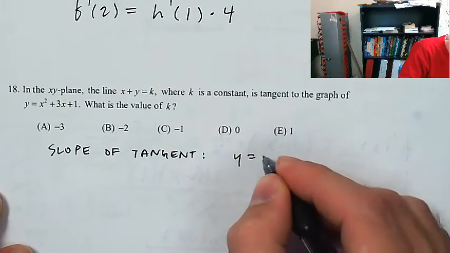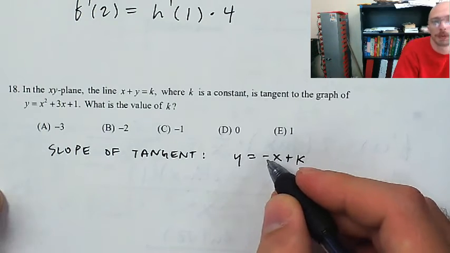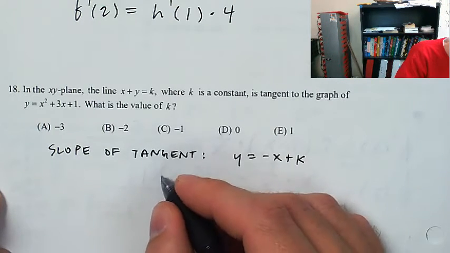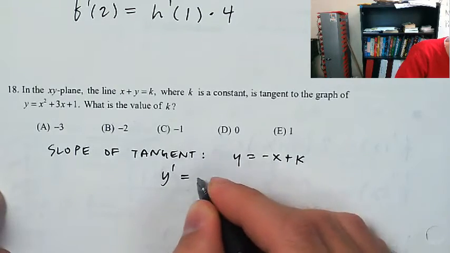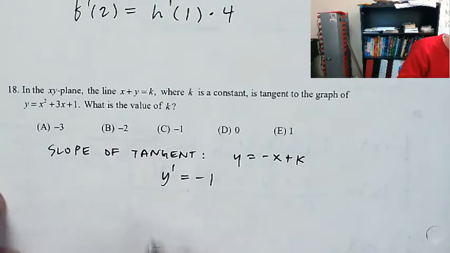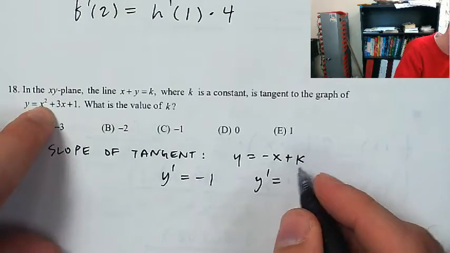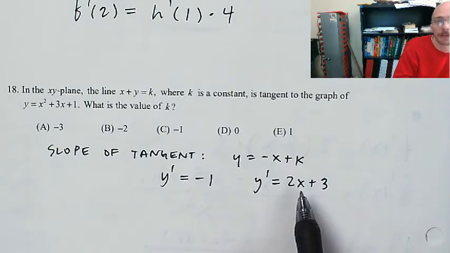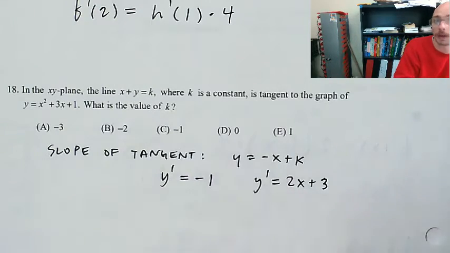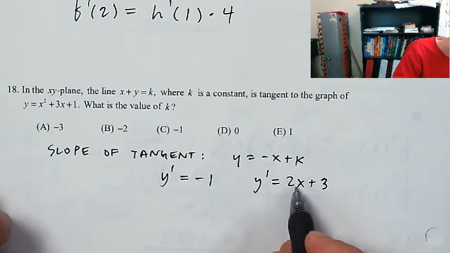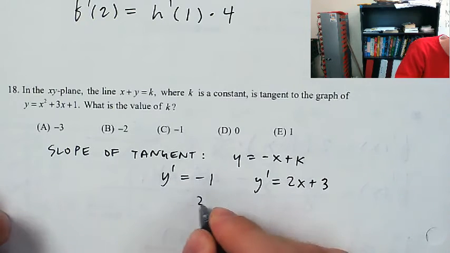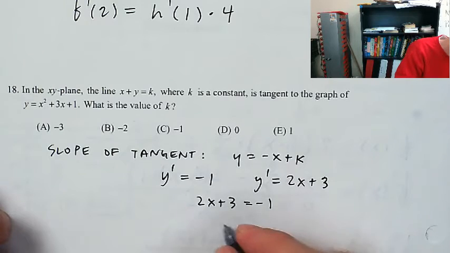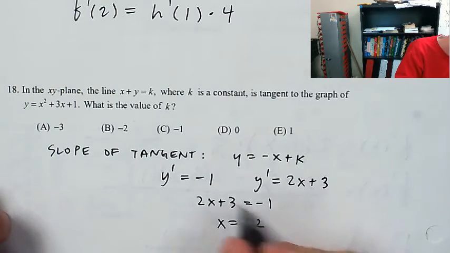Okay, the slope of the tangent I'm going to find by solving for y, negative x plus k. I know the slope is right here, it's -1. So the slope of the tangent, we know that also represents y prime, y prime equaling -1. y prime is also equal to 2x plus 3. So I'm going to find the x value at which it's tangent, and hopefully that will give me the value of k. So when y prime equals -1, I've got 2x plus 3 equaling -1. 2x equals -4, x equals -2. -4 plus 3 is -1, yeah.